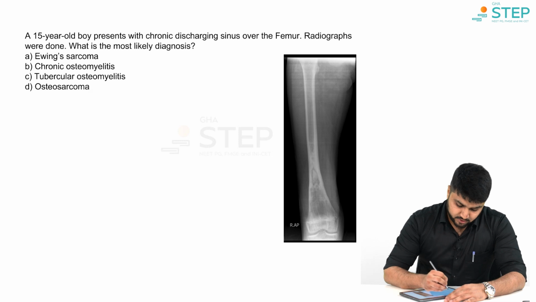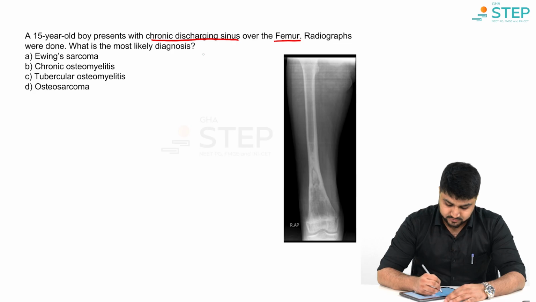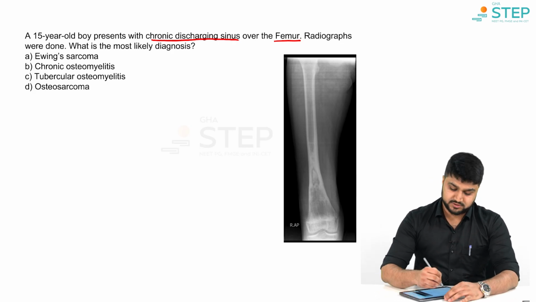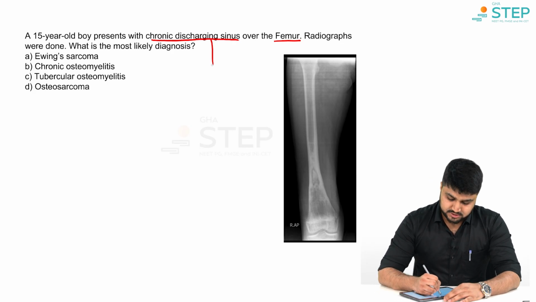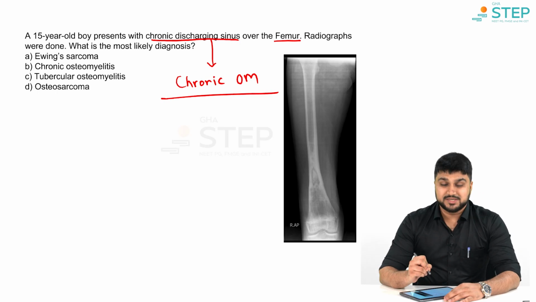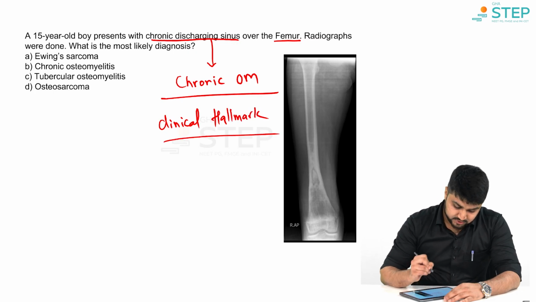A 15-year-old boy presents with a chronic discharging sinus over the femur. Radiographs were done. What is the most likely diagnosis? So the moment you see a chronic discharging sinus in your question, the first diagnosis that should come to your mind is chronic osteomyelitis. So chronic discharging sinus is the clinical hallmark of chronic osteomyelitis.